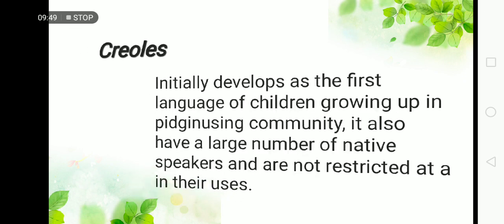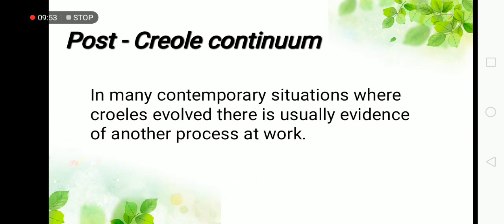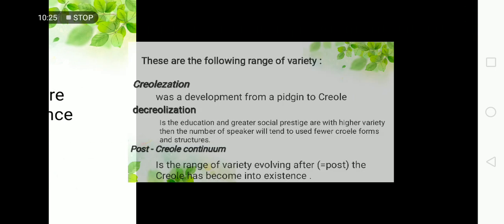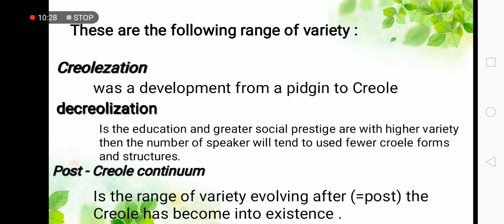Next is post-Creole continuum. In many contemporary situations where a Creole evolves, there is usually evidence of another process at work. So, when we talk about post-Creole, this is about the range of varieties that come after the Creole has come into existence. So, these are the following range of varieties.